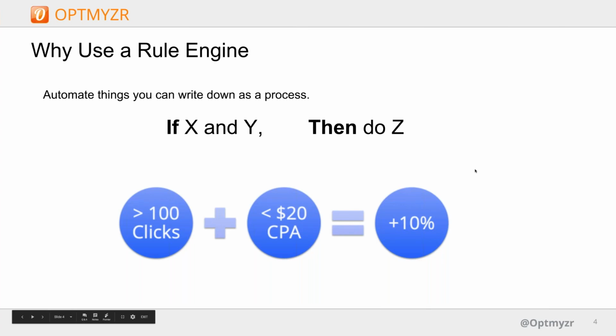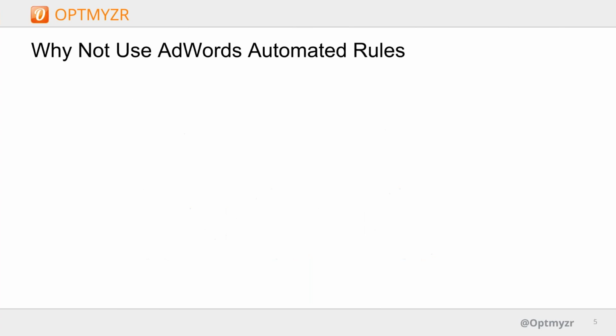Now, this is the type of rule you could do through automated rules in AdWords, but that's basically the context, right? If you can write it down, let's go and figure out a way to automate it. So I'm obviously a big proponent of doing things for free when you don't have to pay for them. So AdWords does have automated rules. And in many cases, that's a great solution to put a rule engine in place.